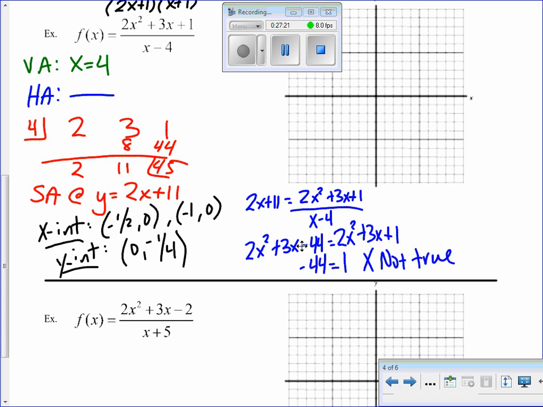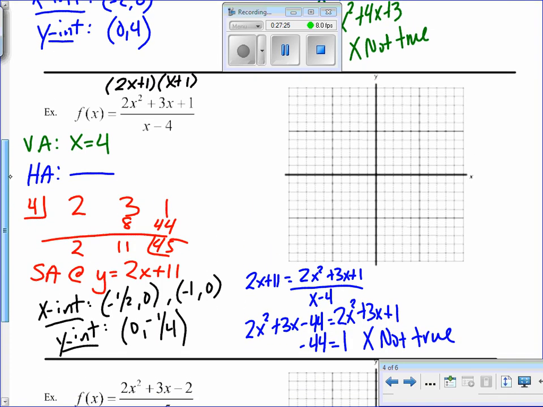Let's go ahead and put everything we need on our graph. First things first, let's put our vertical asymptote on there at x equals 4: 1, 2, 3, 4. This graph is going to be kind of kooky, but bear with me. If we put our slant asymptote on there, that's the line 2x plus 11. This is going to be off the graph, sorry, but here's a rough estimate.